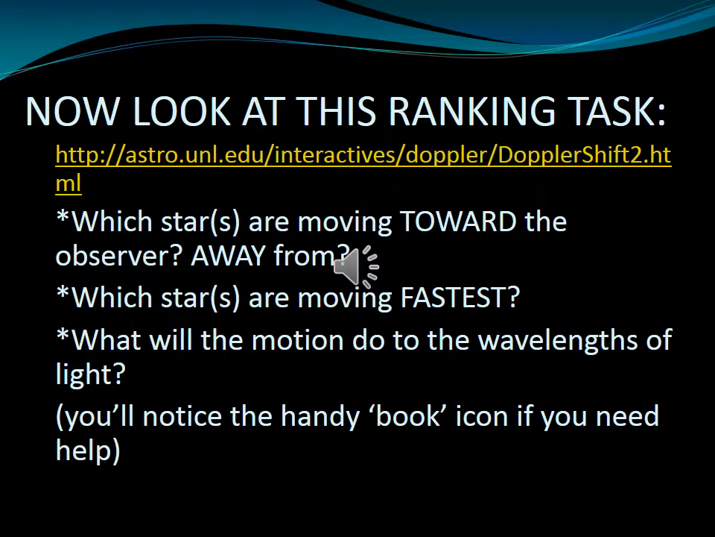I'm about to show you some screenshots from these interactive ranking tasks that are on this website. What I want you to do is take a look at it and ask yourself which star or stars is moving towards the observer. Which star or stars is moving away from the observer. Which stars are moving the fastest? What will the motion do to the wavelengths of the light? Will it make it red shifted or blue shifted?